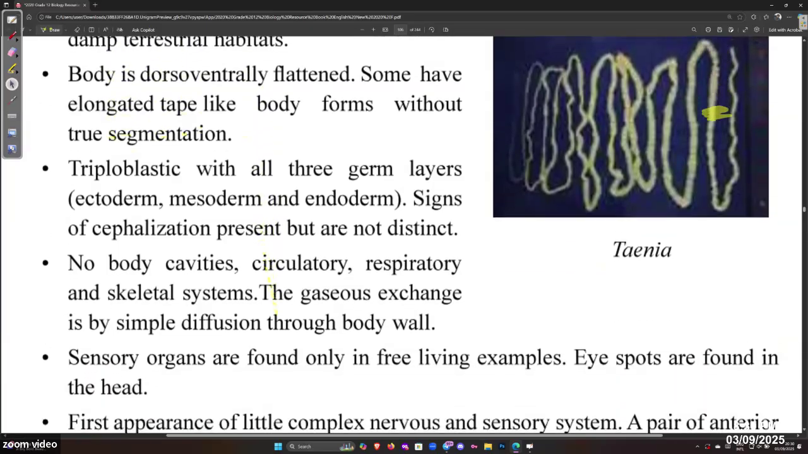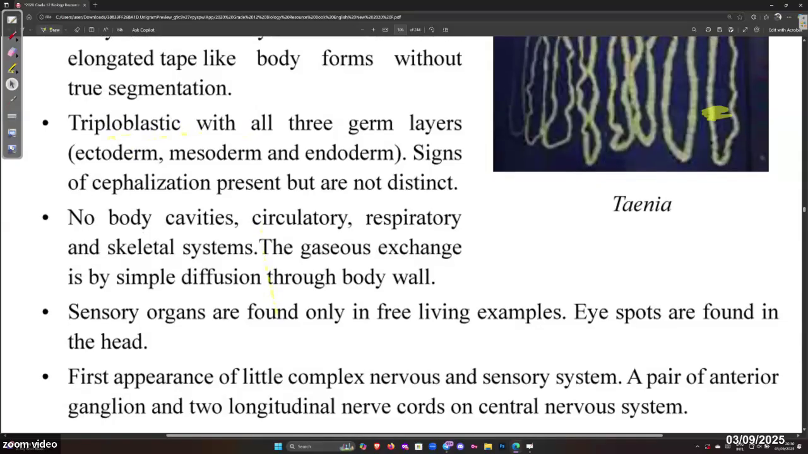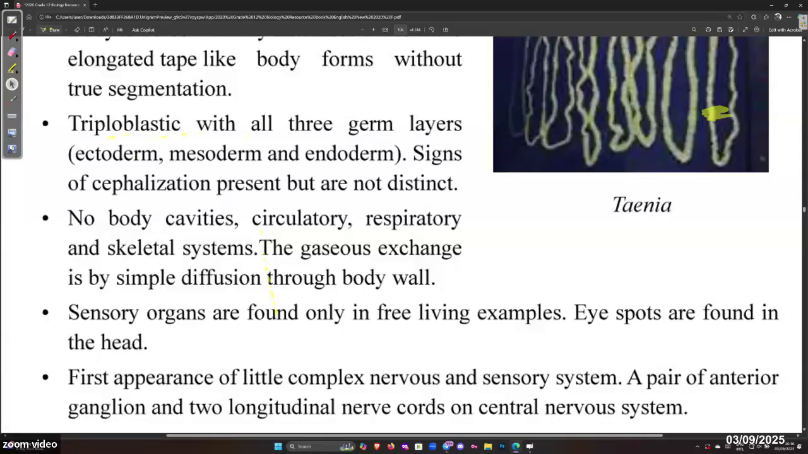Triploblastic, that means what, people? Body made up of how many germ layers? Three germ layers are present: ectoderm, mesoderm and endoderm. This is important. Three germ layers. So they have signs of cephalization.